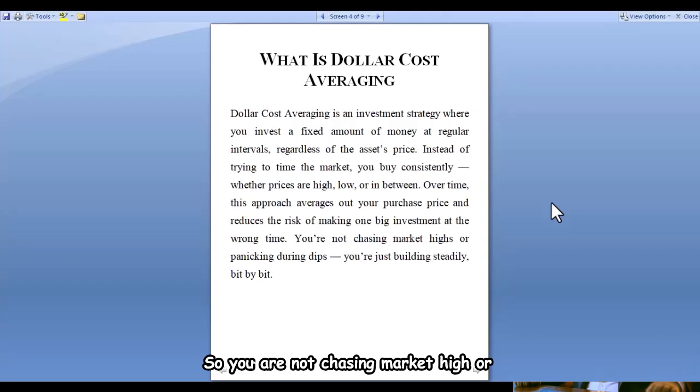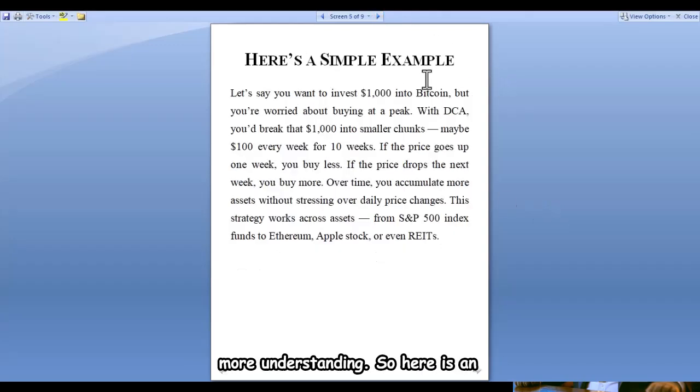You are not chasing market highs or panicking during dips. You are just building steadily, bit by bit. So now let's go to the next page for more understanding. Here is an example. Let's say you want to invest $1,000 in Bitcoin, but you are worried about buying at the peak. With DCA, you break down the $1,000 into smaller chunks, maybe $100 every week for 10 weeks. If the price goes up one week, you buy less. If the price drops the next week, you buy more. Over time, you accumulate more assets without stressing over daily price changes.